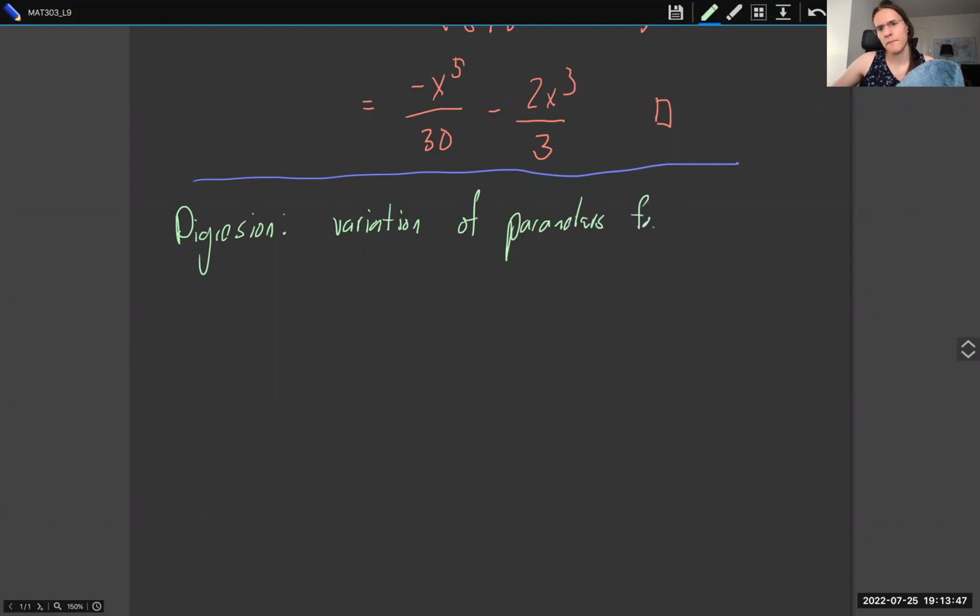So for third order linear ODEs. This is a digression. So let's just review.